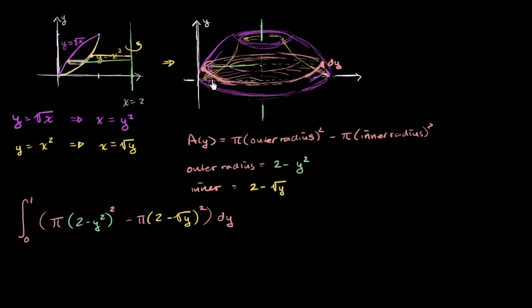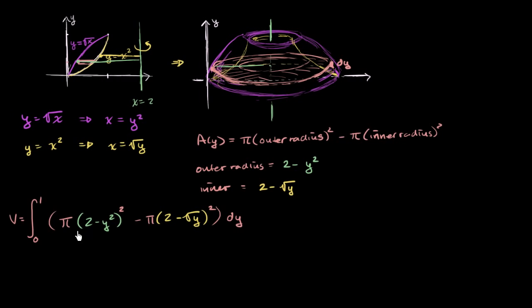Using the washer method, or the ring method, we were able to come up with a definite integral for the volume of this solid of revolution right over here. So this is equal to the volume. And in this video, let's actually evaluate this integral. The first thing we could do is factor out this pi.